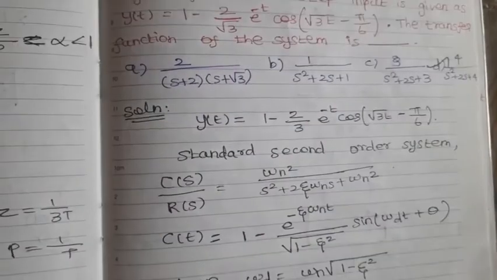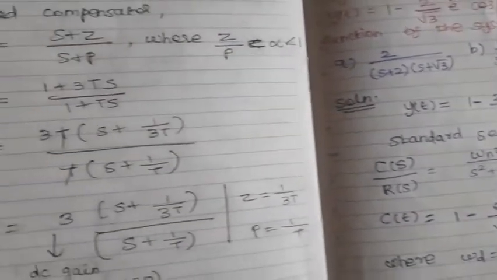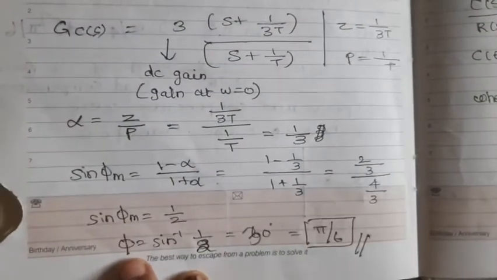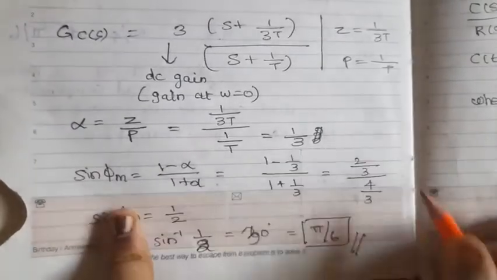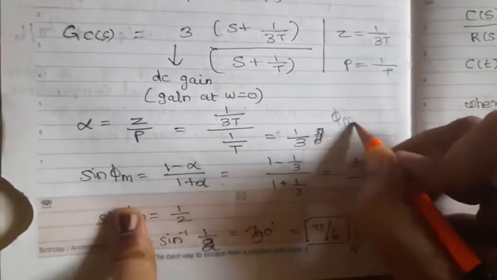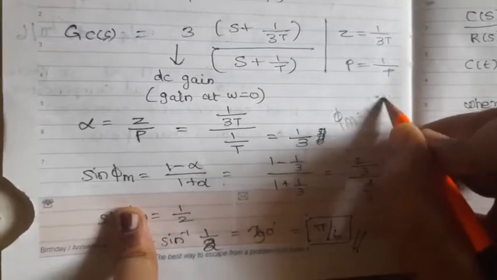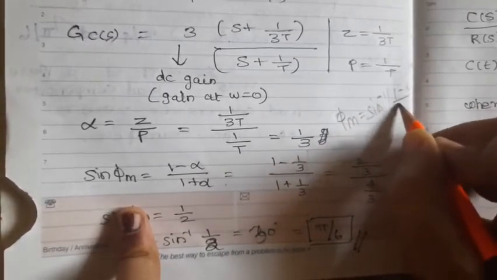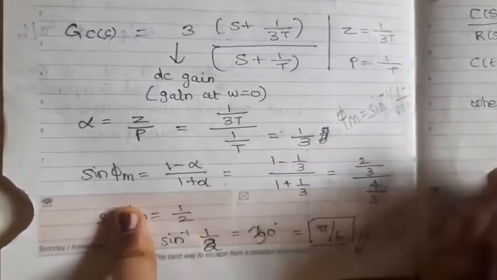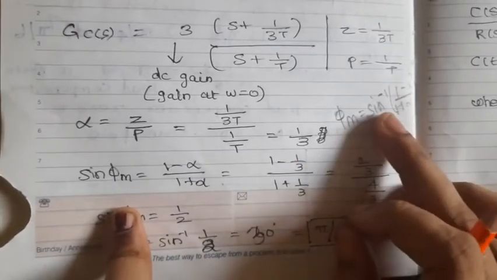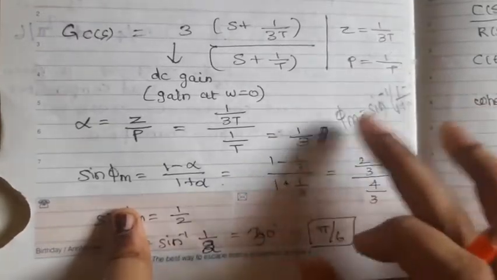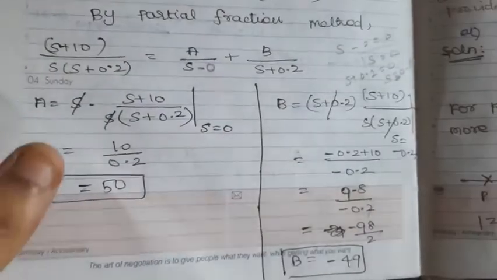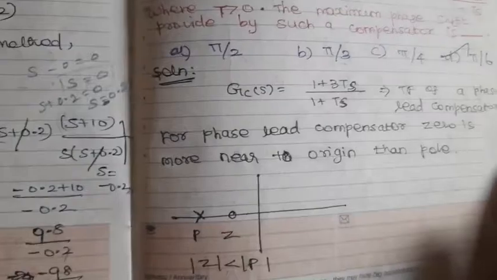So what is the formula to find out the maximum phase shift? Sin phi m is equal to (1 minus alpha) divided by (1 plus alpha). So this is the formula: phi m is equal to sin inverse of (1 minus alpha) divided by (1 plus alpha). For that, what do we need to find out? The alpha value. If we know the alpha value, we are able to solve this problem. Okay, we'll see how to find out the alpha value.